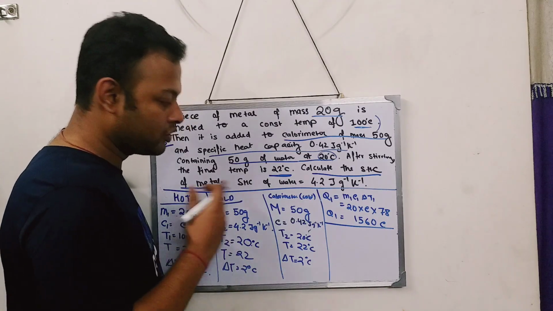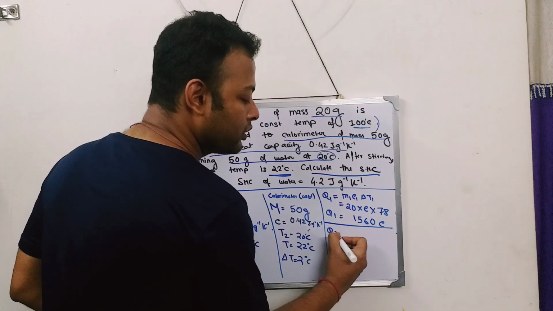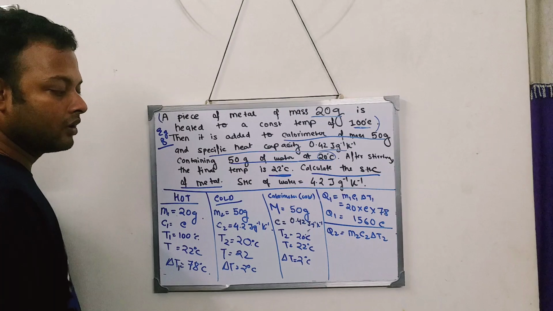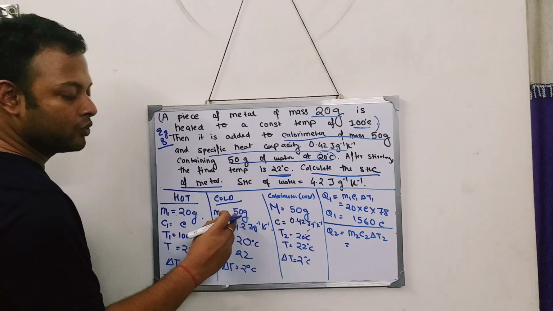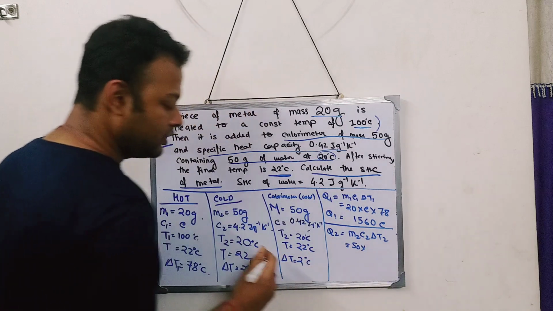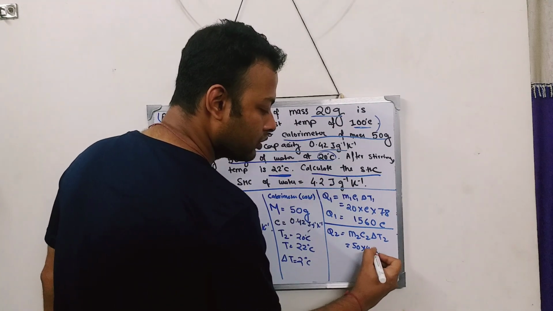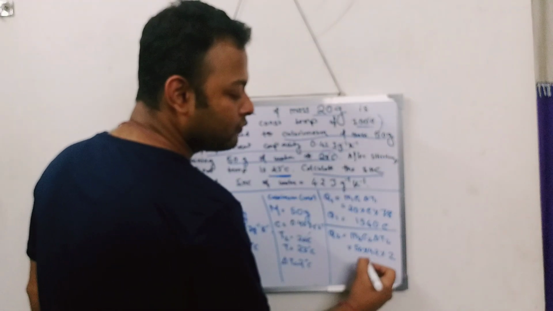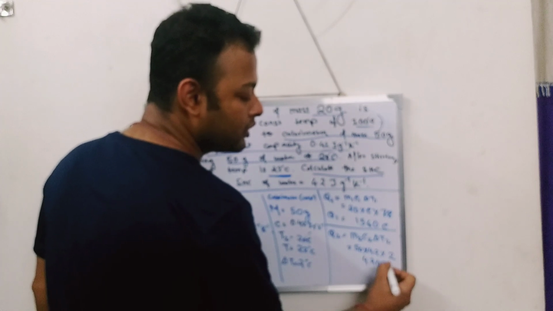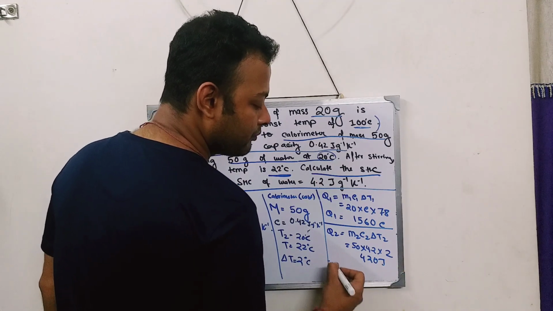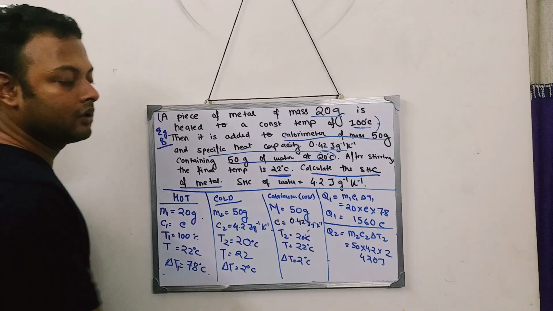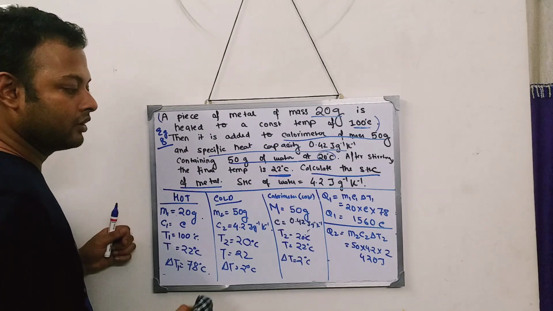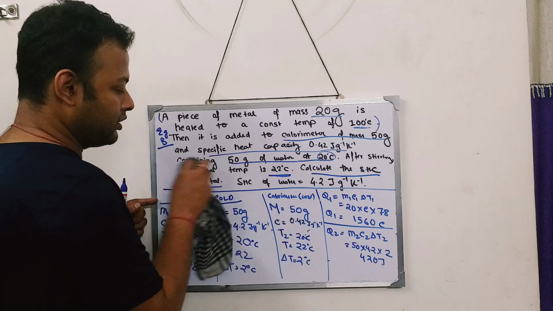Now, how much is the heat absorbed by the cold body? Heat absorbed by the cold body, Q2, is equal to M2 C2 delta T2. For the first cold body, M2 is 50, C2 is 4.2, and delta T is 2. When you multiply, you get 100 into 4.2, which is 420 joule. So that is the heat absorbed by this cold body.